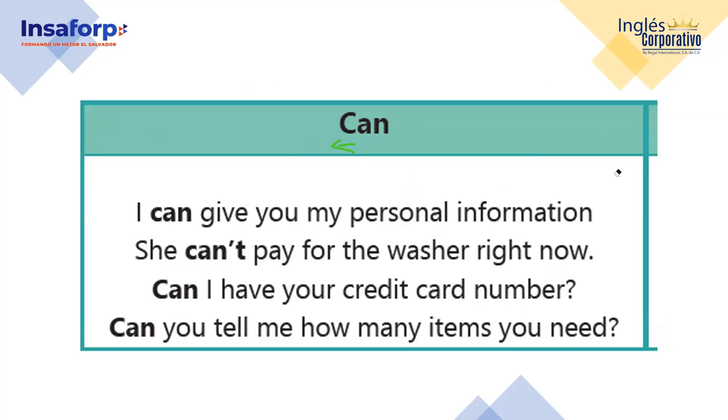Can, and the examples. I can give you my personal information. She can't, negative. She can't pay for the washer right now. And then we have question. Can I have your credit card number? Can you tell me how many items you need?